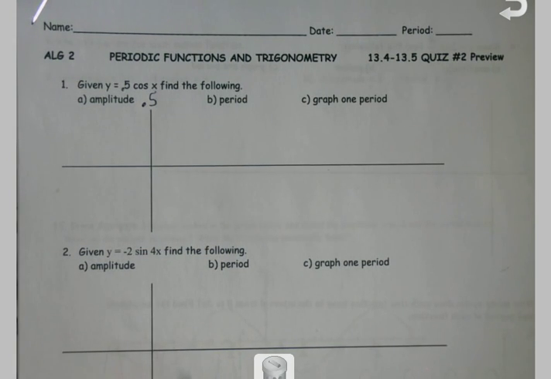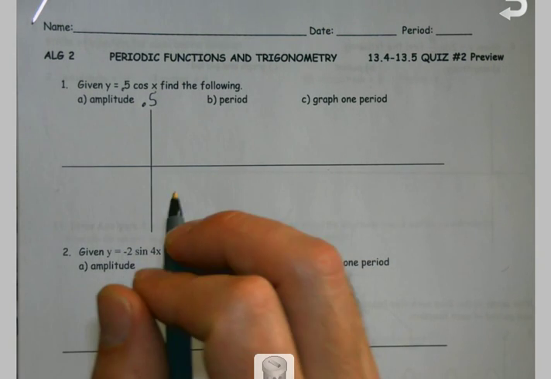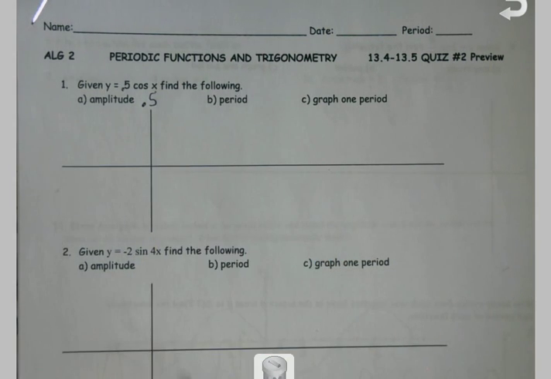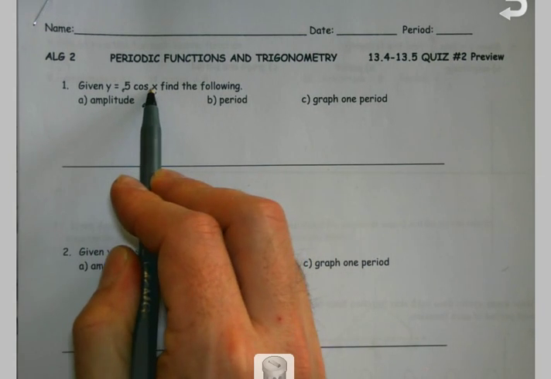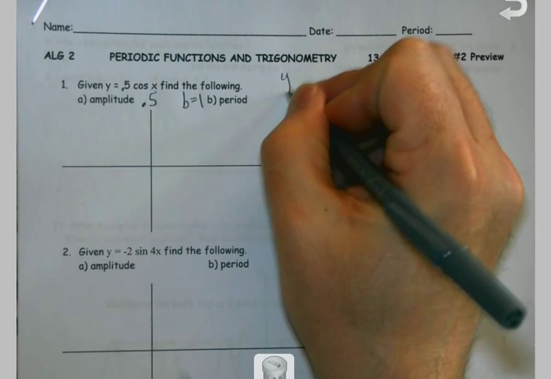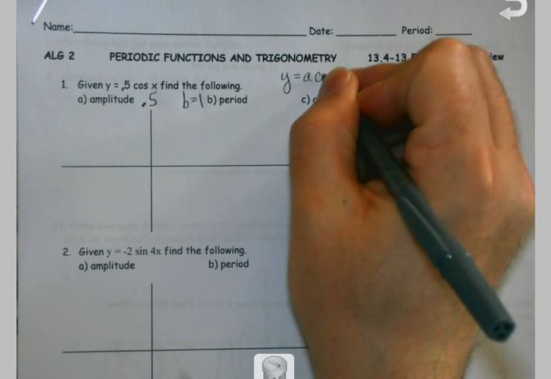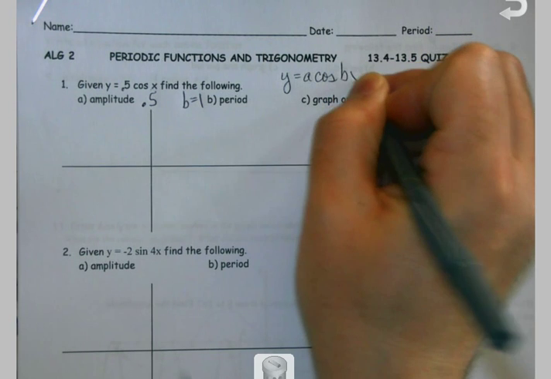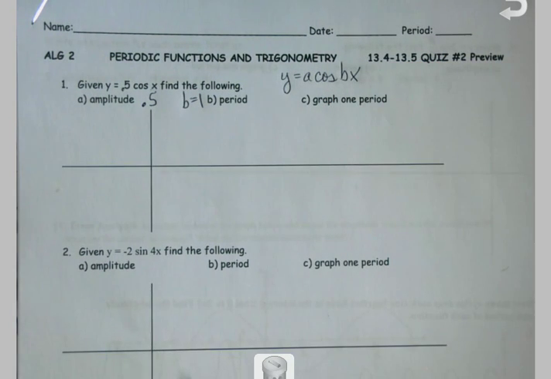Then my period, what's my B value? My A value is 0.5. What about my B value? Is there a number in front of my angle measure? No. Okay, when we're looking at these, my A value will be my amplitude.